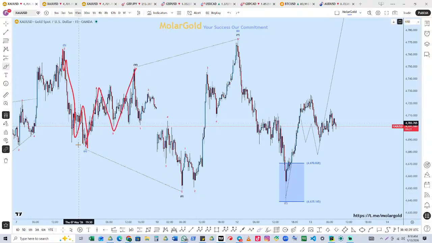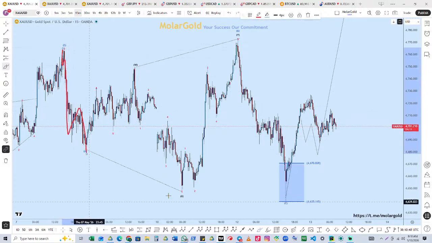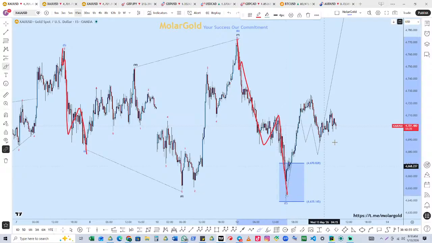That gives us a complex B wave. So we start with the 5 again. 1, 2, 3, 4, 5. We start with the 5 again, and then we'll end the 5 again. 1, 2, 3, 4, 5. 5 again here. All right.